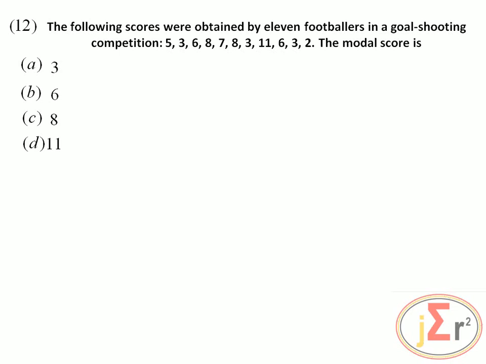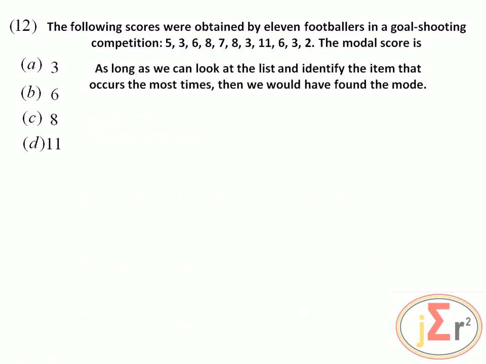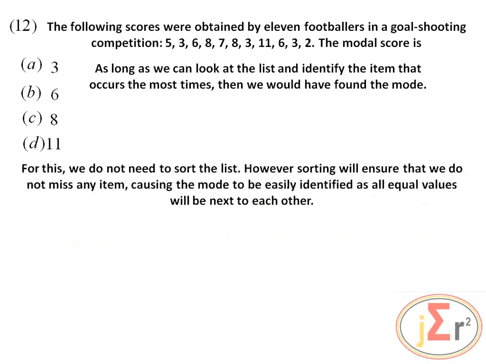The modal score is, of course, the one that occurs the most times. If we can identify it, no problem, we would have found the mode. As long as we can look at the list and identify the item that occurs the most times, then we would have found the mode. For this, we do not need to sort the list. However, sorting will ensure that we do not miss any item, causing the mode to be easily identified, as all equal values will be next to each other. So we will attempt to sort the list first.